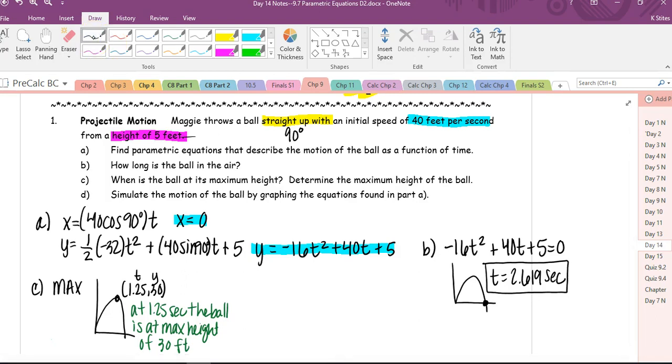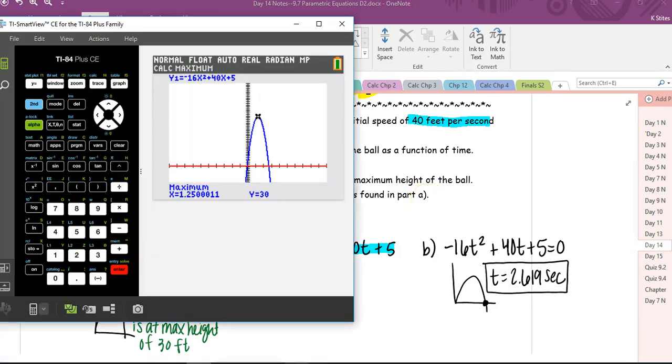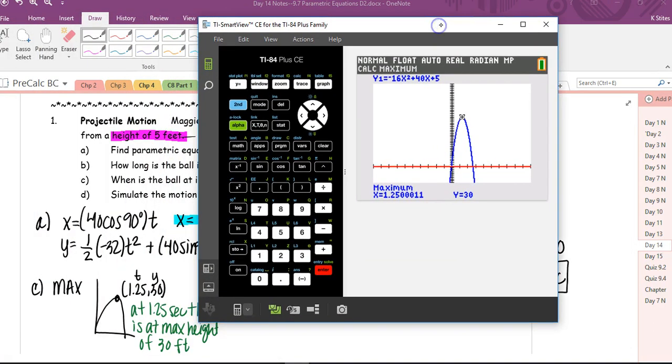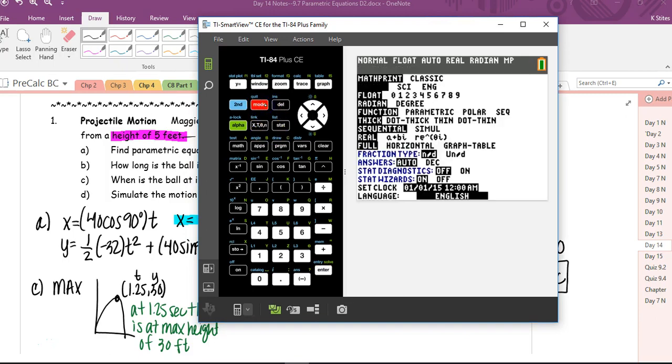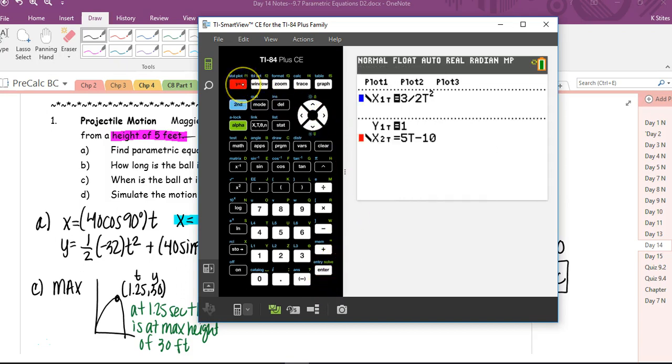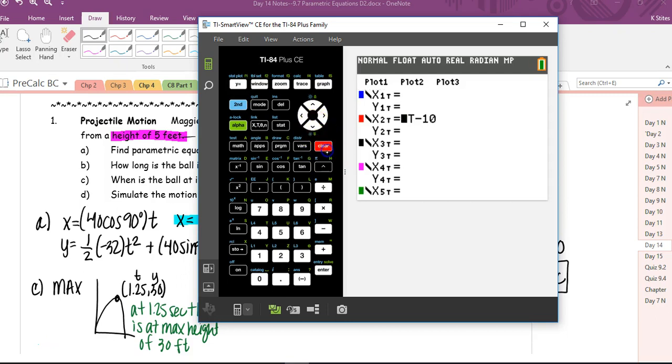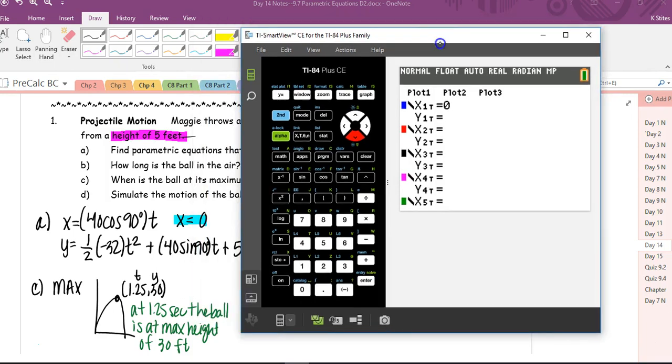Part D, simulate the motion of the ball by graphing the equations found in Part A. So you don't have to write anything down for this. I'm just going to show you how to use parametric mode. This one isn't very exciting, to be honest. So we're just going to type in 0, because remember, the ball just got thrown straight up in the air. It didn't move left or right at all. So that's why x is just 0.